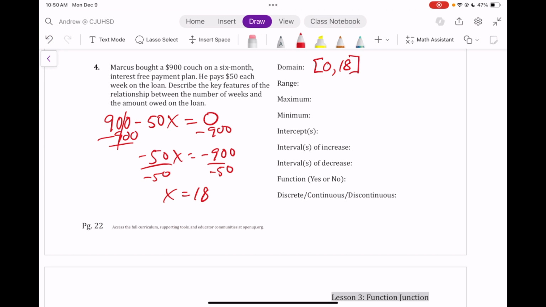Now the range goes from 0 to 900 because he either owes, actually let's do that in numerical order. He either owes nothing on the couch or he owes everything on the couch. So the maximum there was at (0, 900), the point, and the minimum occurs at 18 weeks when he owes nothing. They are both intercepts, so they will be just rewritten here.